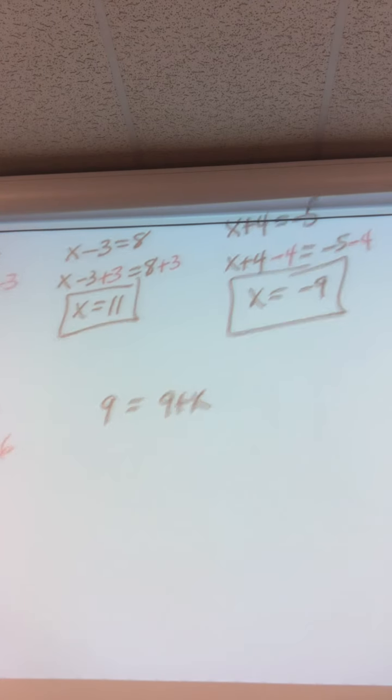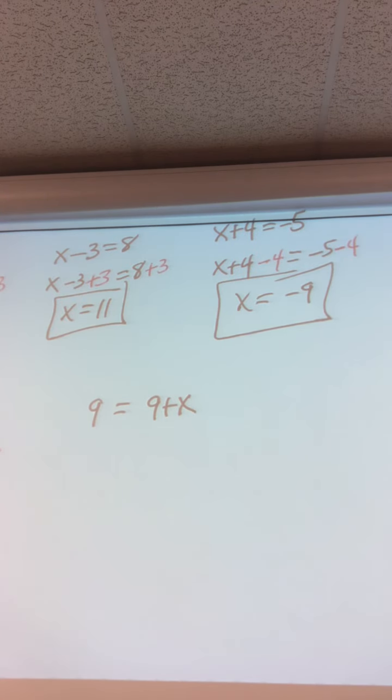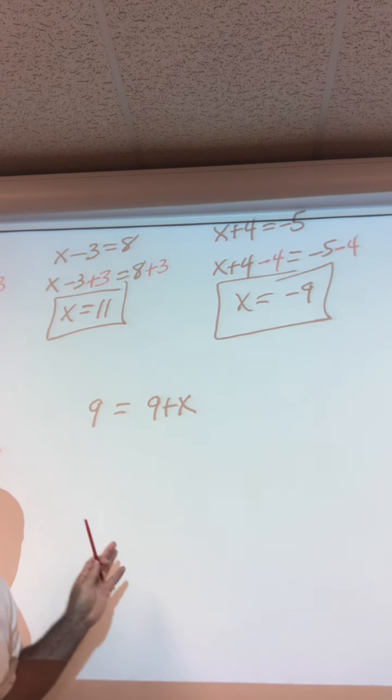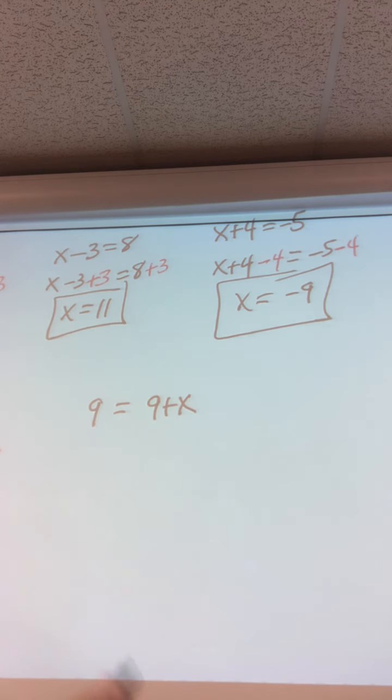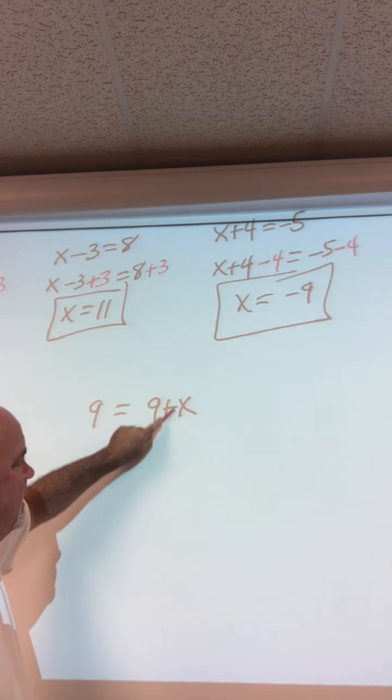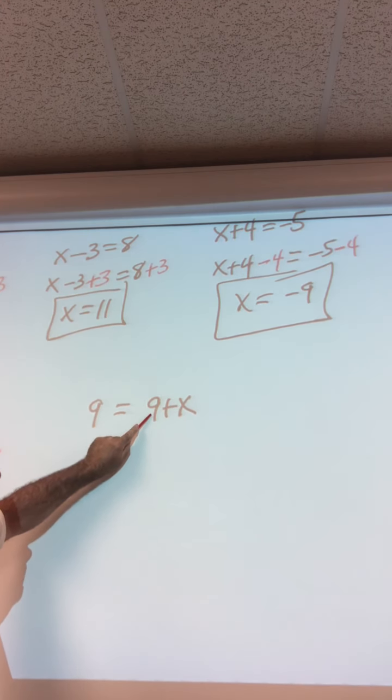All right, 9 is equal to 9 plus x. Okay, now what I want to do here is, I got one variable term and 2 number terms. Now we're going to make some longer ones in a minute. I'm just wanting you to learn the process. So what I want to do is get the variable term by itself. So I want to get rid of this 9.